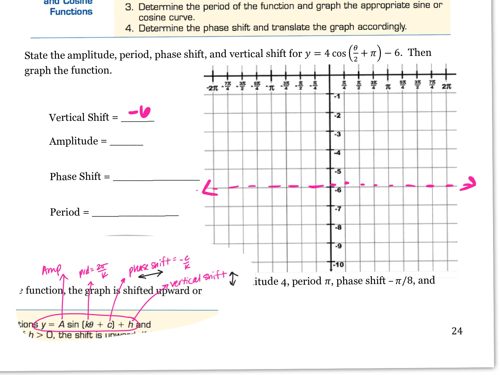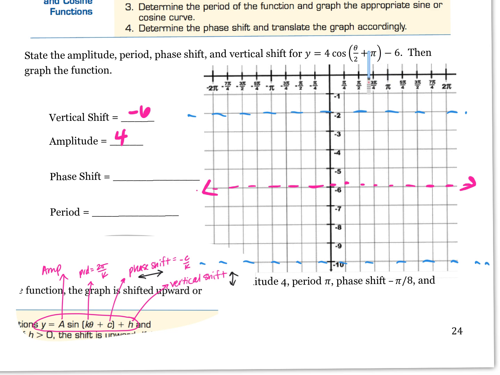The next thing we want to do is the amplitude. How high, how low from -6 are we going to go? 4. I'm going to go 4 above, 4 below.